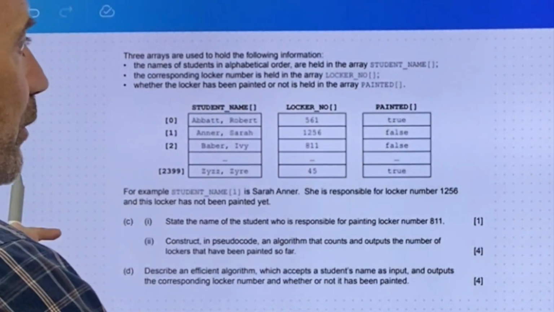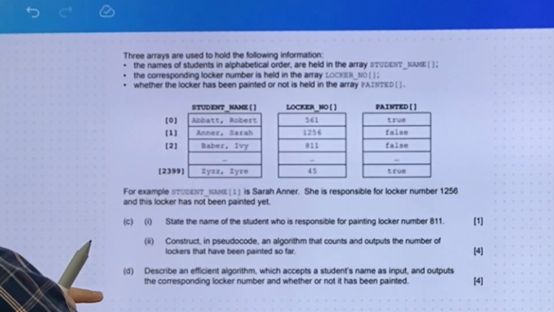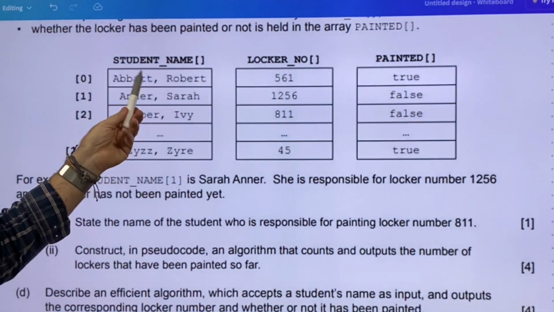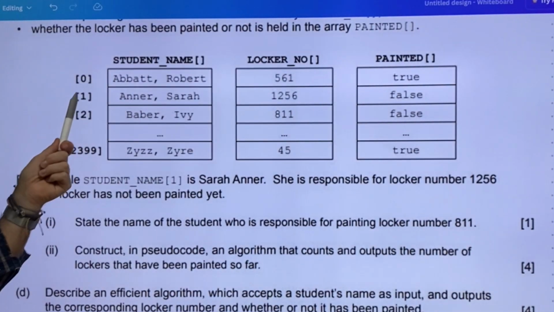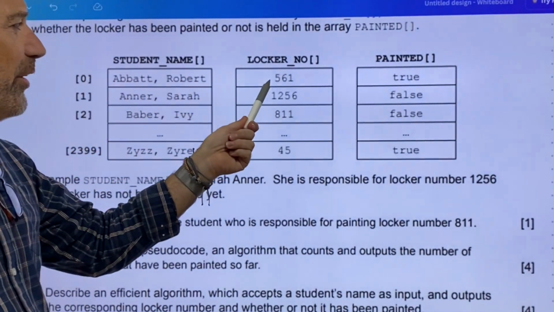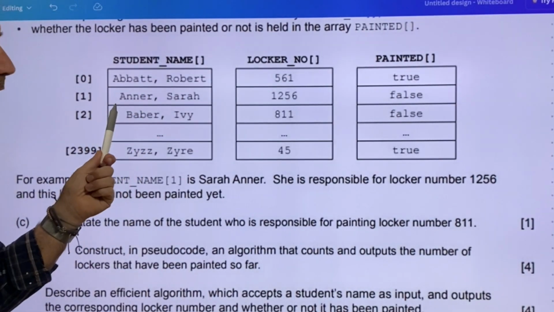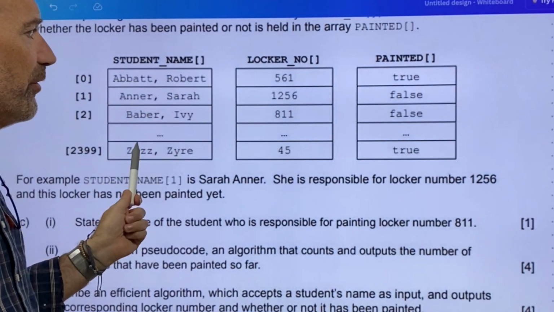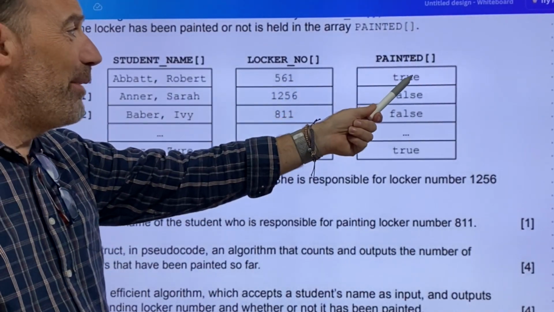So we've got 3 tables, okay? We've got 3 lists or arrays, okay? We've got 3 arrays: student name, locker number, painted. Each one's related to them because we've got an indexer here. So Robert Abbott is at position 0, his locker is 561, so it looks like these have been scattered alphabetically, but maybe they're not in the same year group, or the lockers are positioned all over different parts of the school. So Robert Abbott, his locker number is 561, and it's been painted.